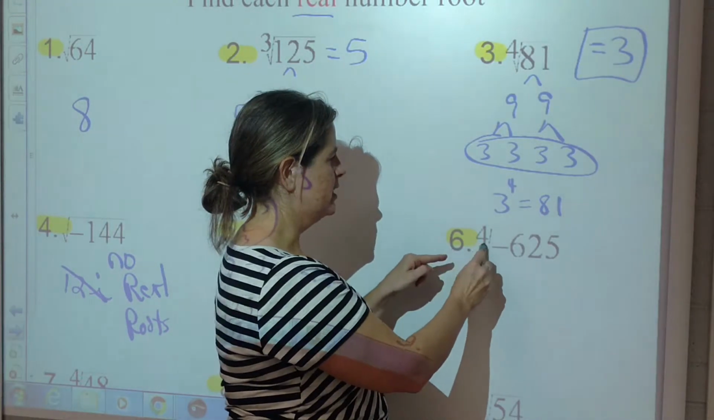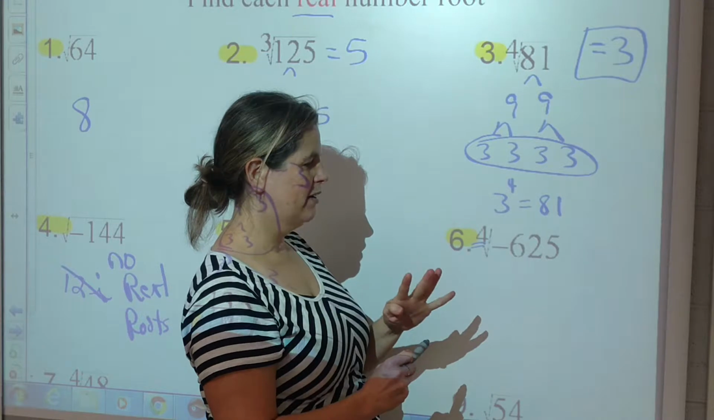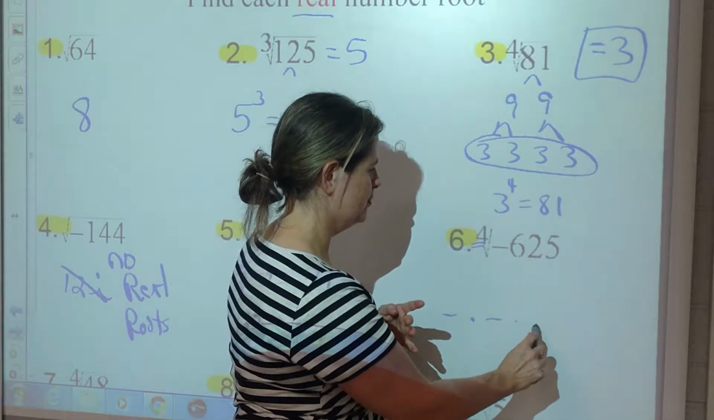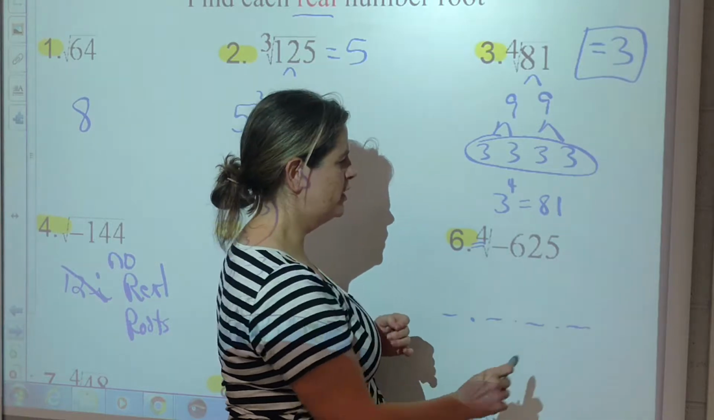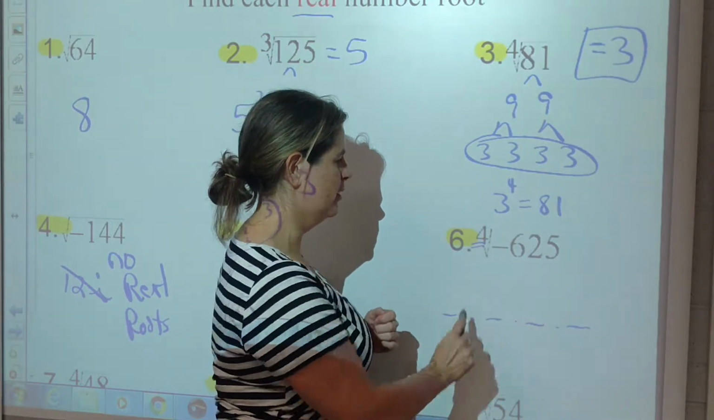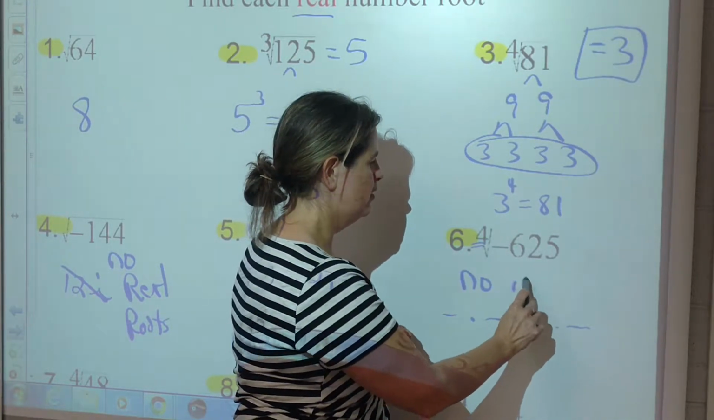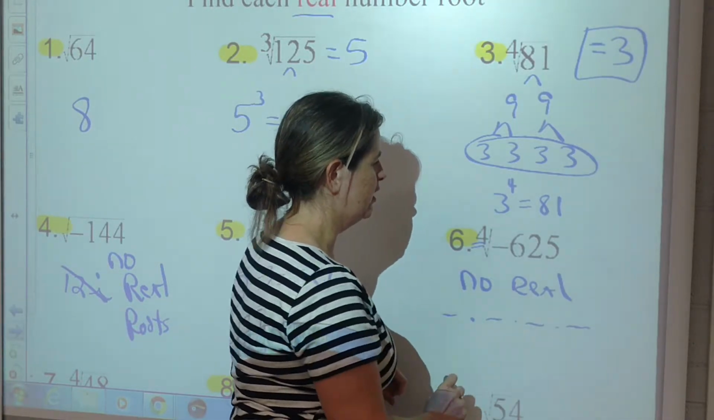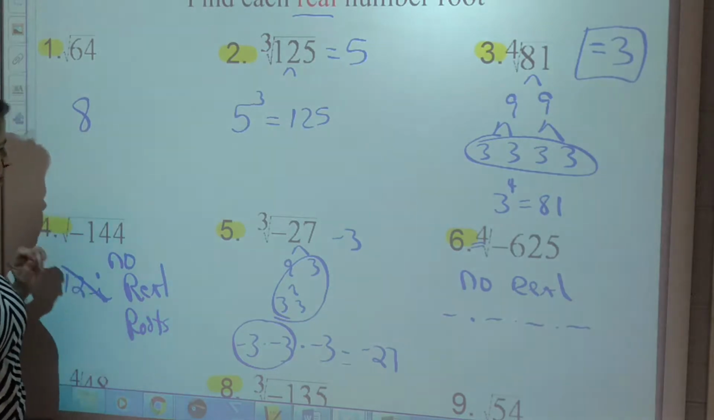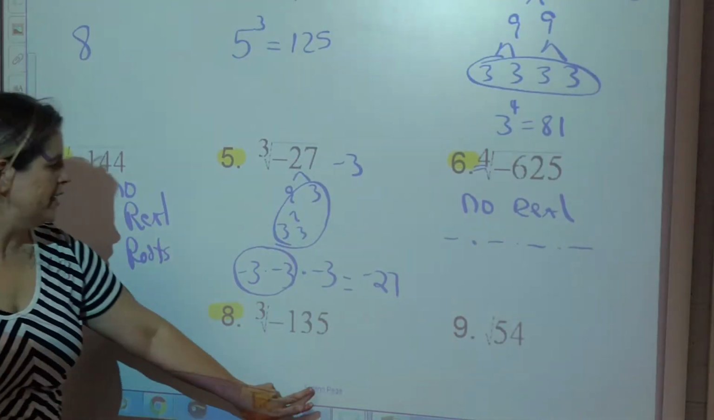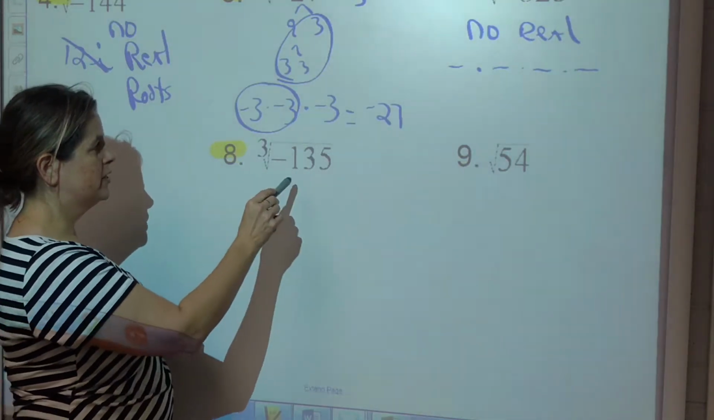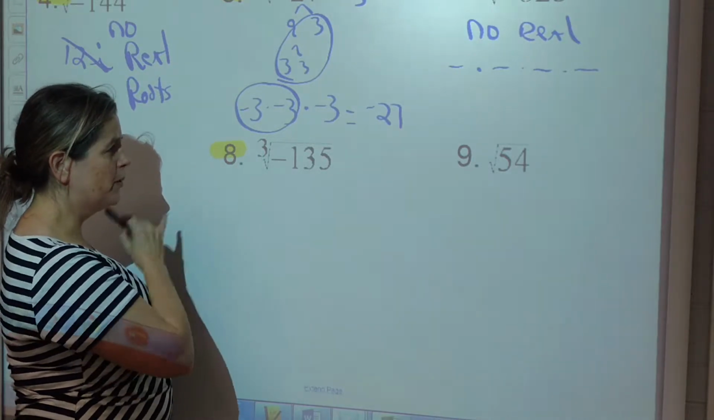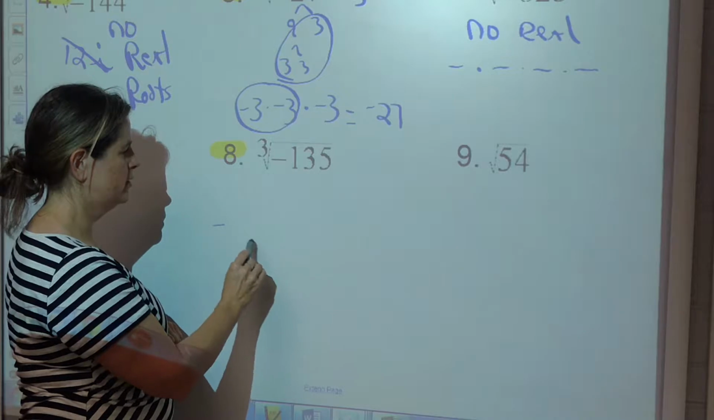Back to this one, it's an even index. That means I need to have 4 things multiplying. So negative times negative times negative times negative would never give me a negative number. So this one is non-real. Again, we could do the whole imaginary thing, but they ask us for real. And the last one on this group we're going to look at is this one. Again, it's negative. So I know I'm going to pull out a negative number in my answer.